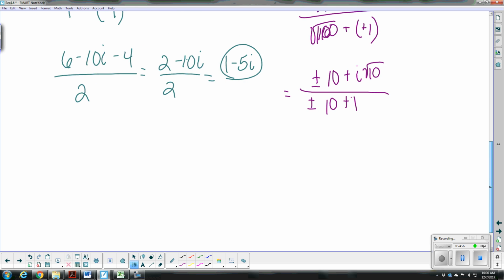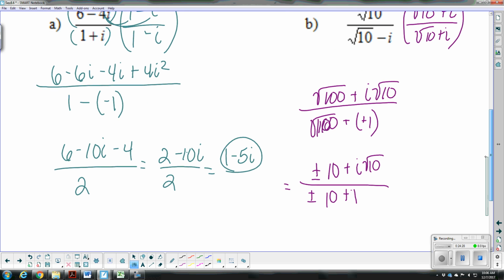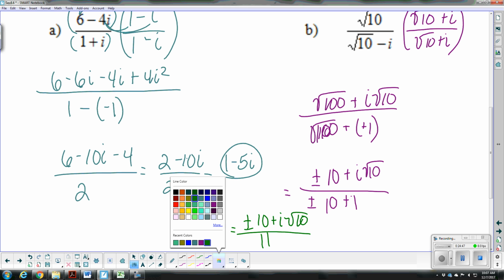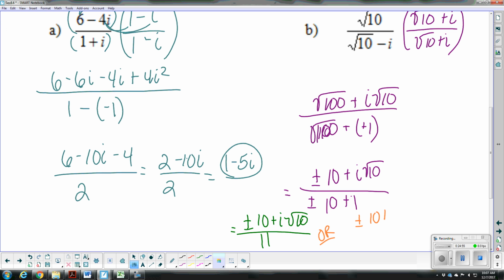We either have, if we choose to go with the positive 10 as our first solution, 10 plus i times the square root of 10 over 10 plus 1, which is 11. Or we have, if we use the negative 10, negative 10 plus i times the square root of 10 over negative 10 plus 1, which is negative 9.